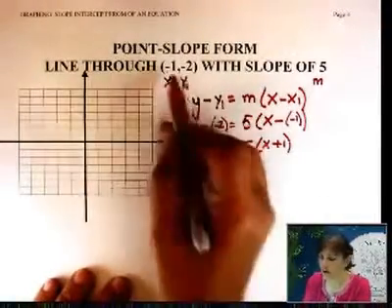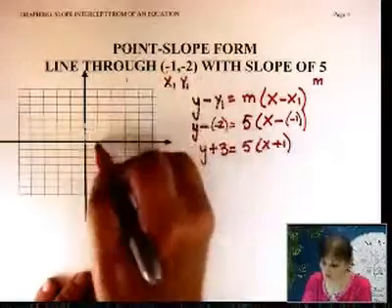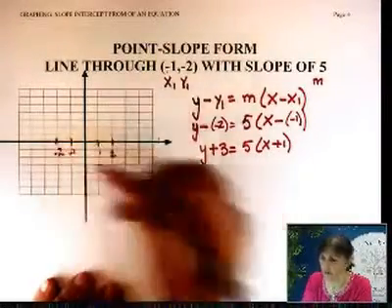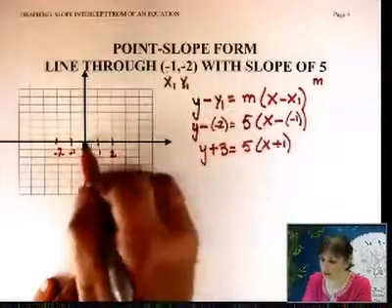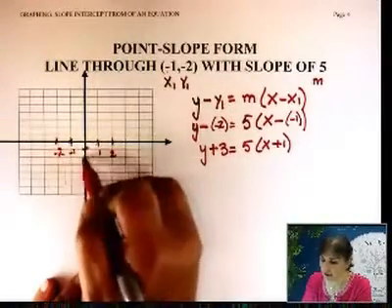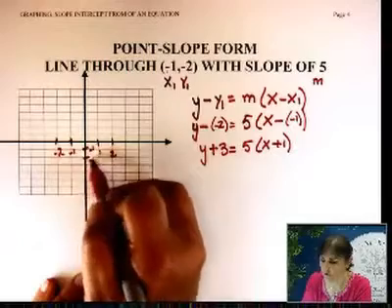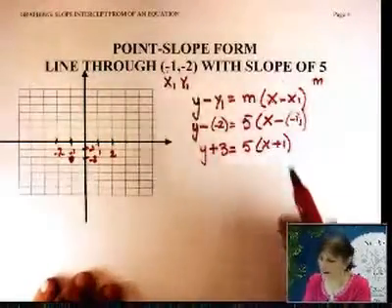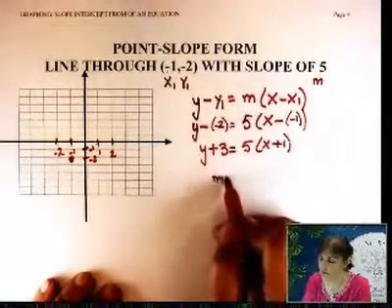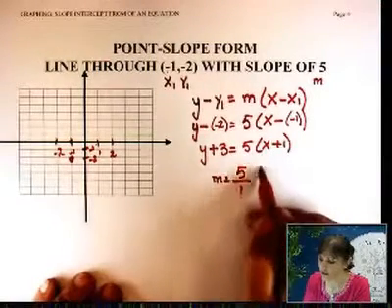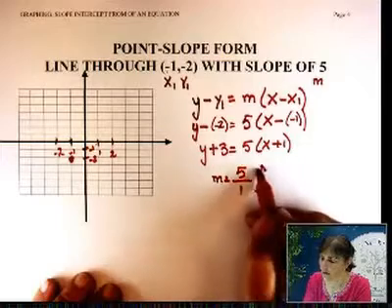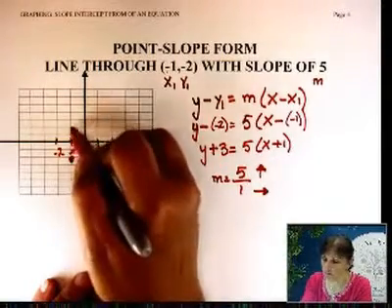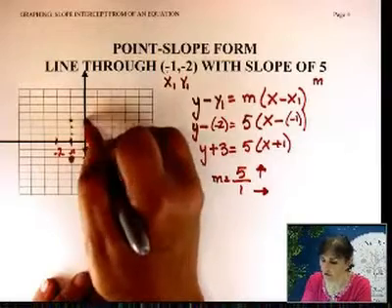Let's draw it. I start with negative 1, negative 2. Here's 1, 2. Here's negative 1, negative 2. So I'm going to go left, and then I'm going to go down. Here's my negative 1, negative 2. Slope of 5. Slope of 5 means 5 over 1. That means I go up and I go right. Up 5. 1, 2, 3, 4, 5. Right 1. Here we go.